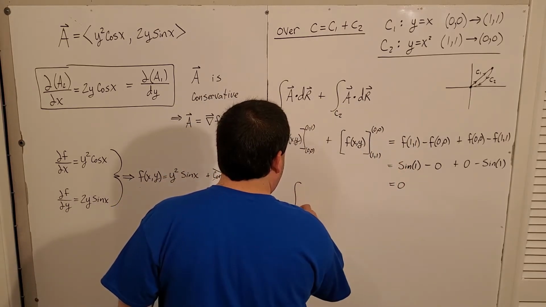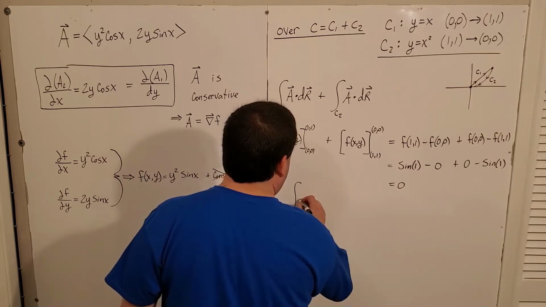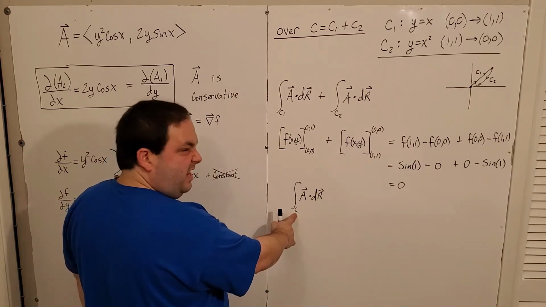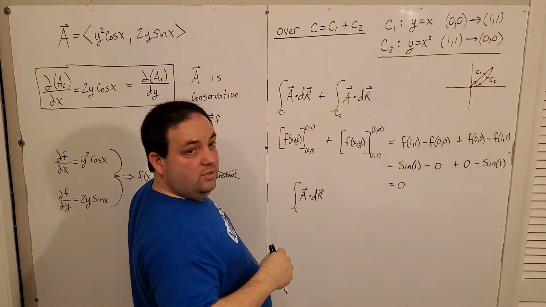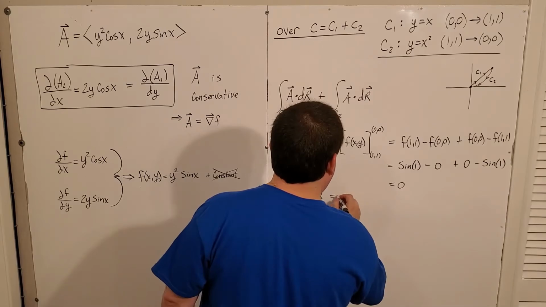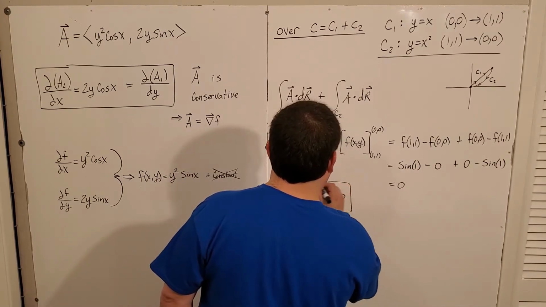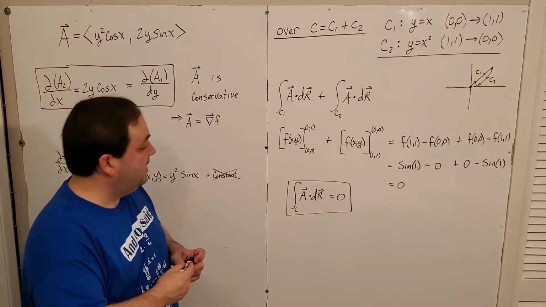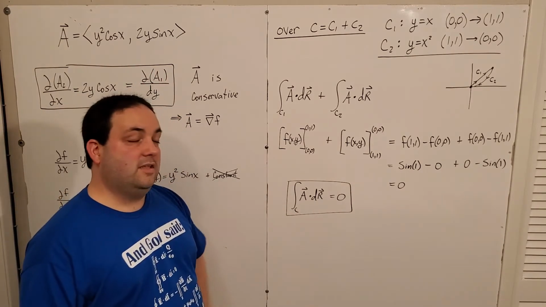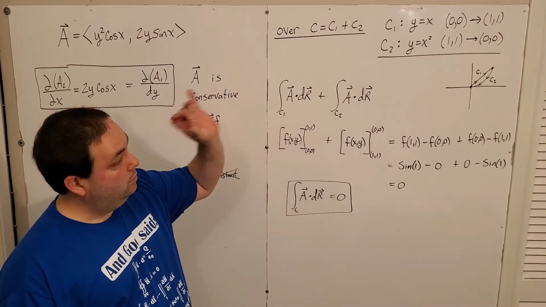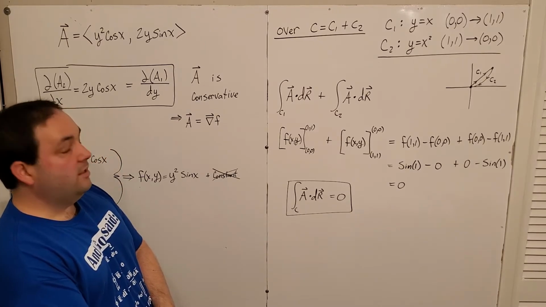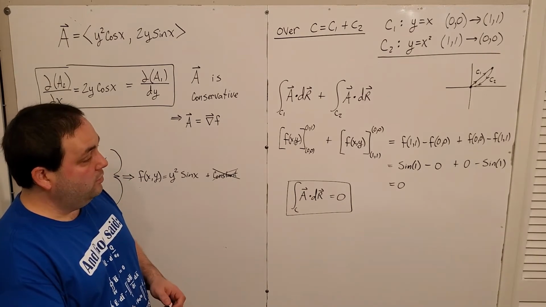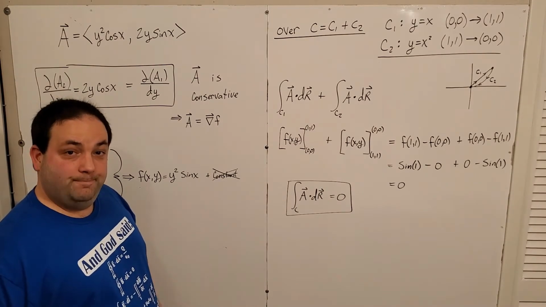So therefore, the line integral of A dot dr along the total path C, which is a path that starts at 0,0 and comes back to 0,0, is equal to 0. Because of two things: A is a conservative field, and C is a closed curve around a simply connected region. Okay? Well, I hope this helps you understand the fundamental theorem for line integrals. Stay tuned for Green's theorem.